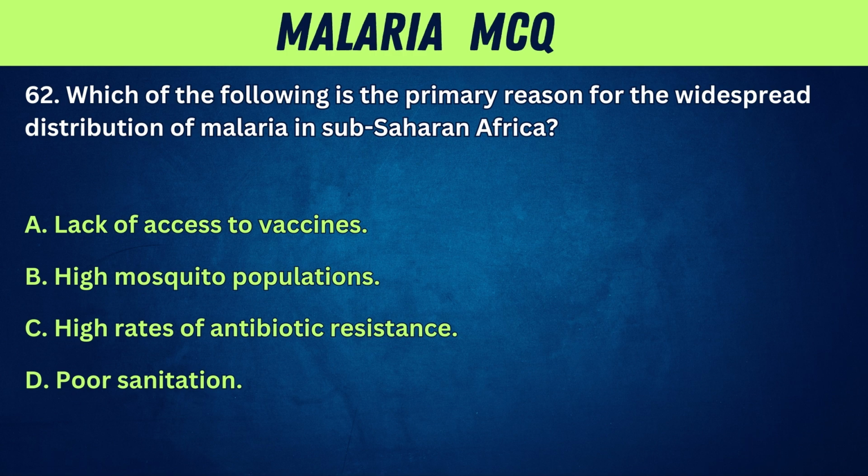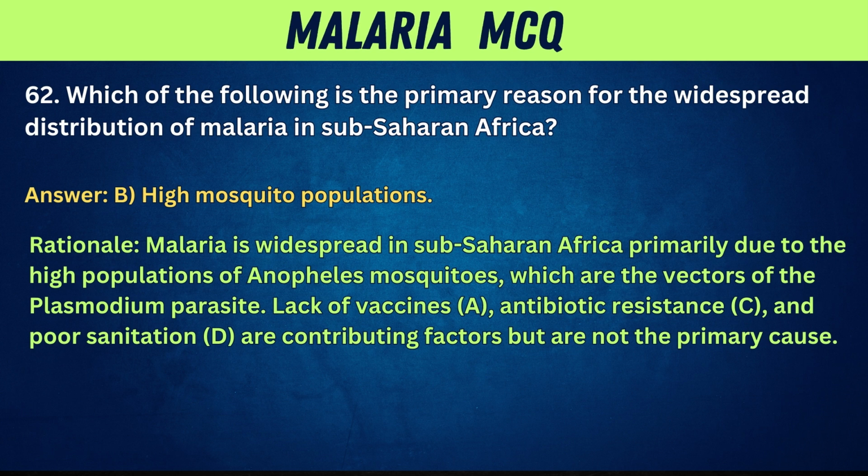Poor sanitation. Answer: B. High mosquito populations. Rationale: Malaria is widespread in sub-Saharan Africa primarily due to the high populations of Anopheles mosquitoes, which are the vectors of the Plasmodium parasite. Lack of vaccines, A, antibiotic resistance, C, and poor sanitation, D, are contributing factors but are not the primary cause.